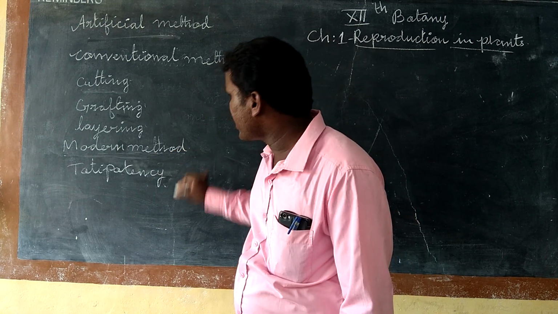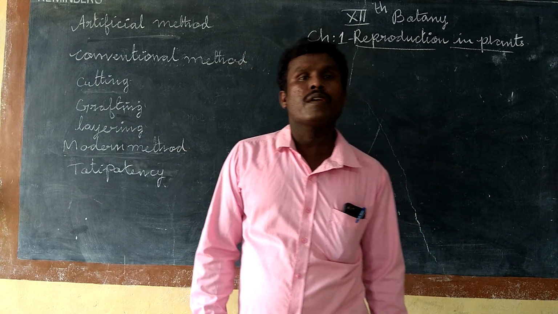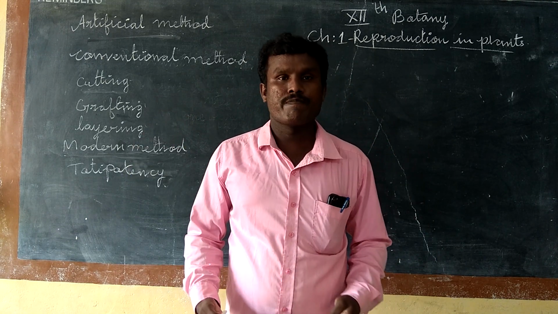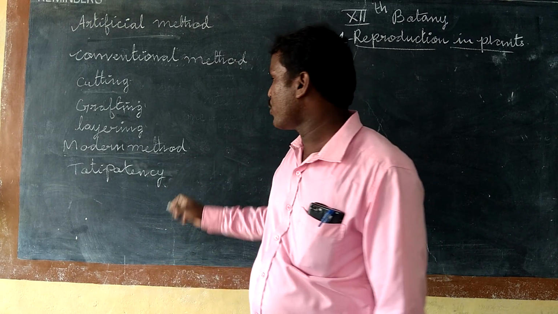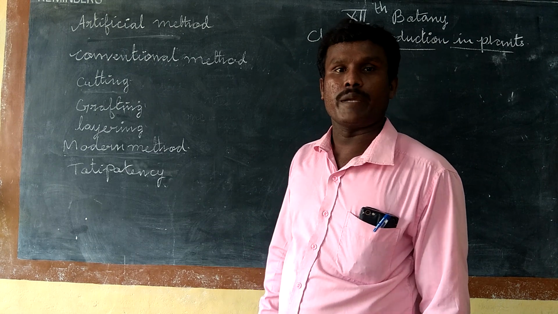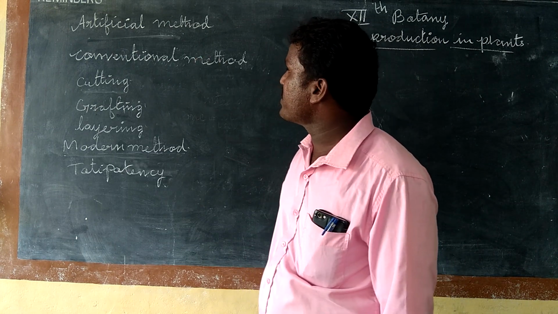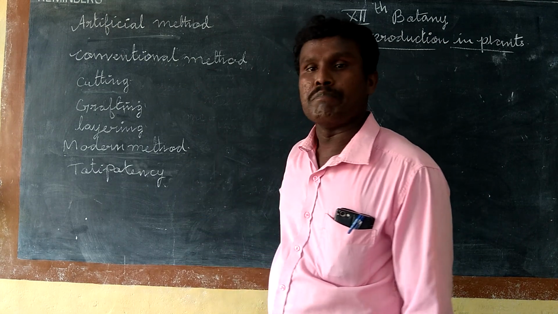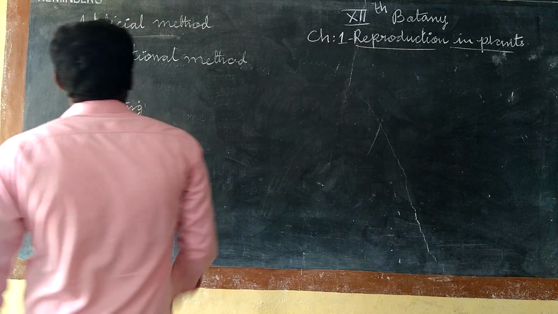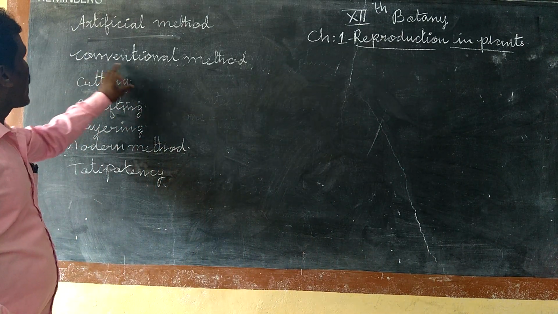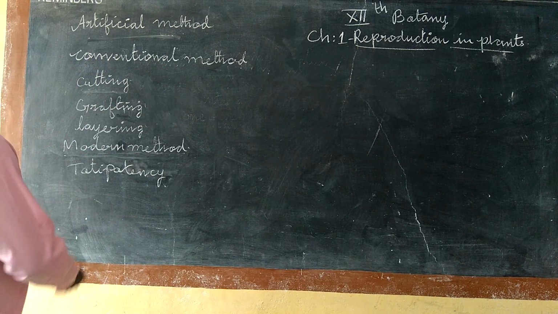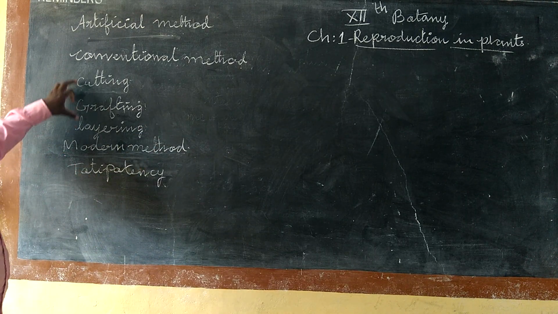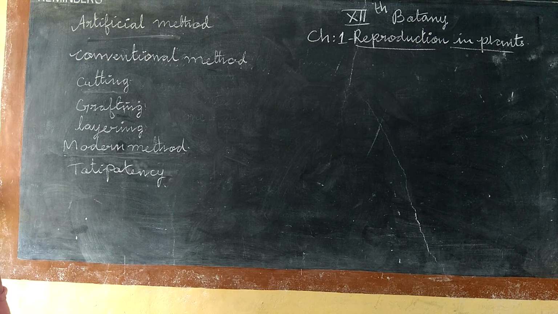And regarding the modern method of propagating plants, it is a technology used to produce a large number of plants within a short period of time. Therefore, it is called the modern method of propagating plants. So, artificial vegetative propagation is classified into two types: one is the conventional method, another is the modern method. Now, let us discuss the most common conventional methods: cutting, grafting, and layering. These three come under the conventional method of propagating plants.